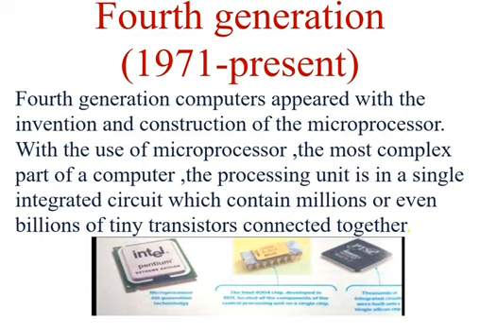With the use of the microprocessor, the most complex part of a computer, the processing unit, is in a single integrated circuit which contains millions or even billions of tiny transistors connected together. Here you can see different types of transistors on this page. The first diagram shows microprocessor 4th generation technology, and in the second diagram you can see the Intel 4004 chip developed in 1971, which located all the components of the central processing unit on a single chip.